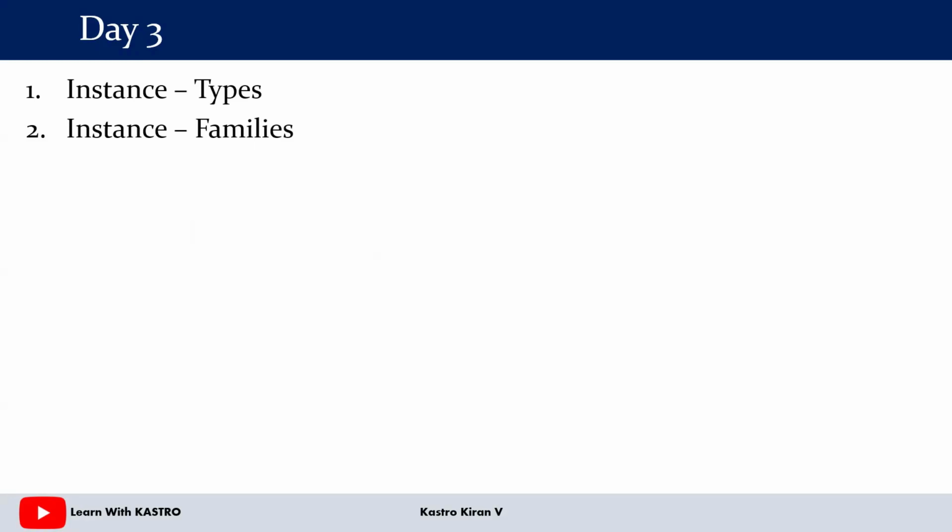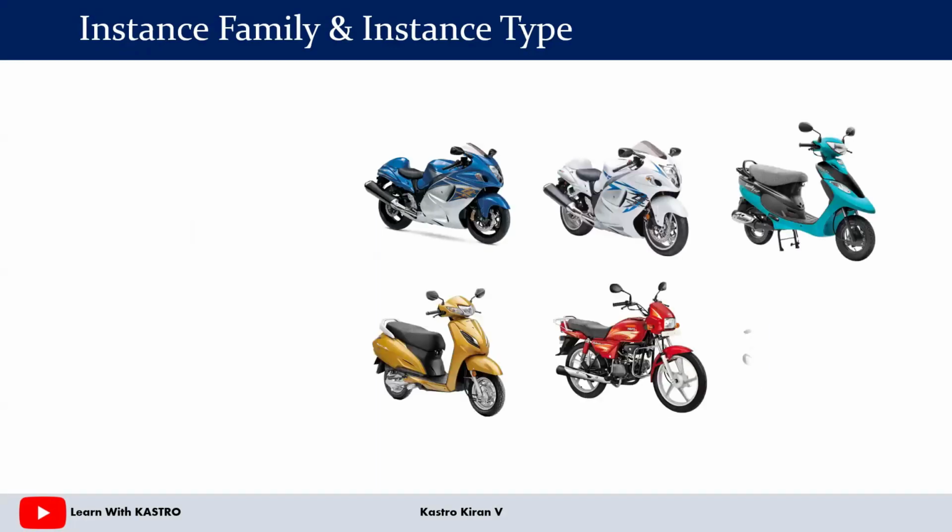But before talking about this, let's understand what is meant by an instance family and what is meant by an instance type. To explain this concept, I'm going to take a scenario with the help of bikes. Let's say currently you are seeing different bikes on the screen. Now, all these are collectively called the bike category only, but we have different types of bikes based upon the use case scenario. Now, let's look into the difference between instance family and instance type.